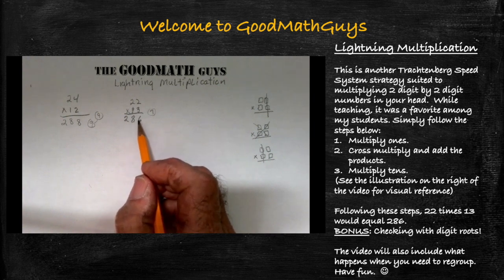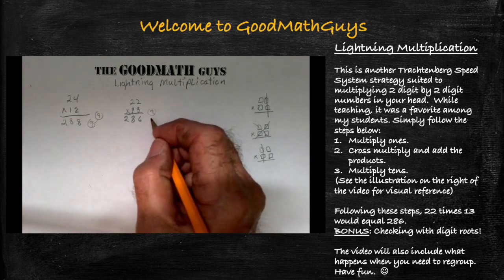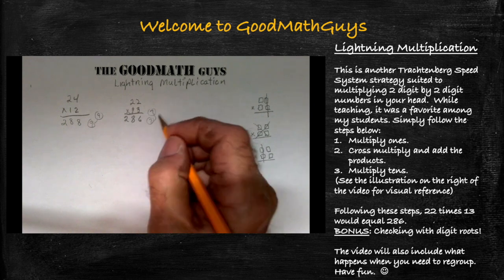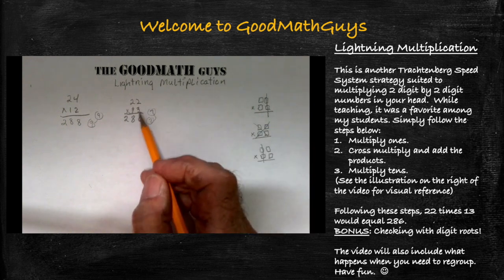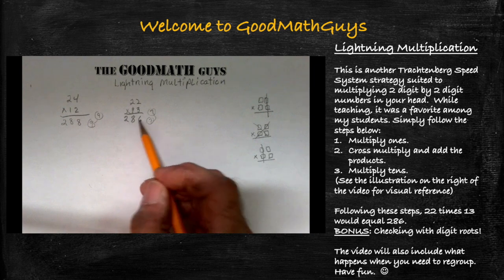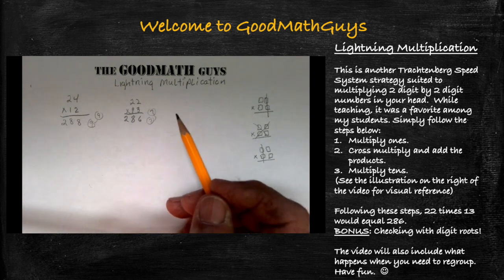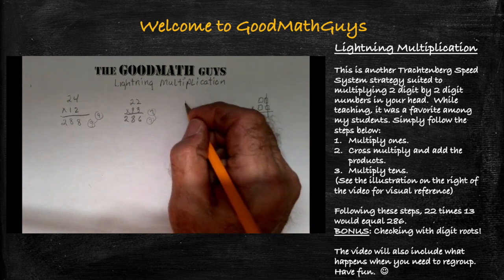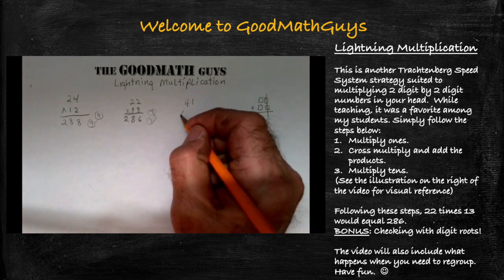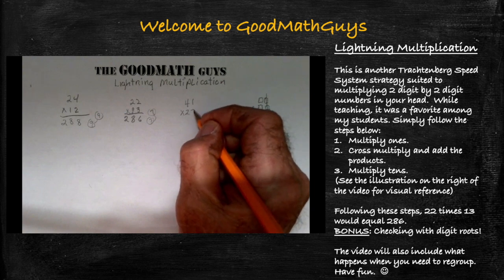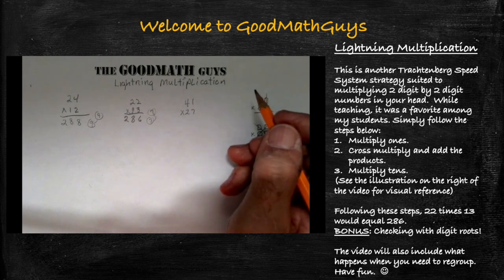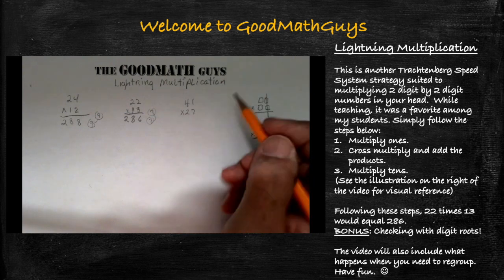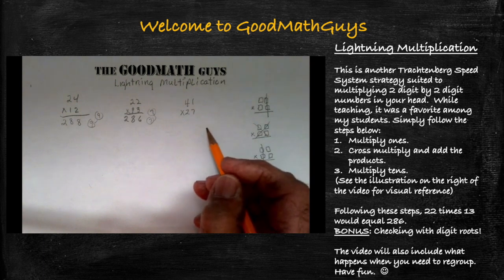Plus 6 is 16. And sure enough, 1 plus 6 is 7. 2 sevens match. Therefore, we can consider that 22 times 13 indeed is 286. Let's try another one. How about 41 times 27? Third graders generally love this because they're into this 2-digit by 2-digit multiplication during the third grade year.